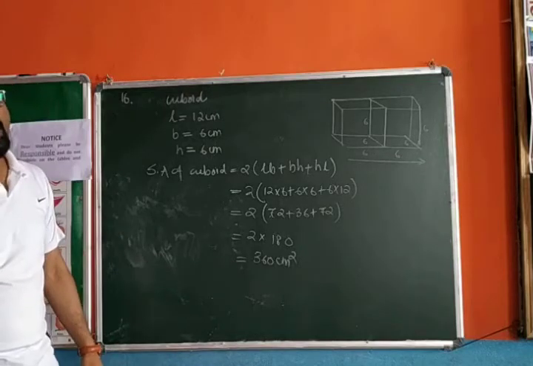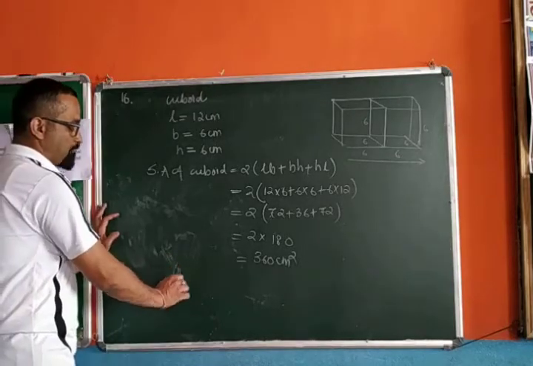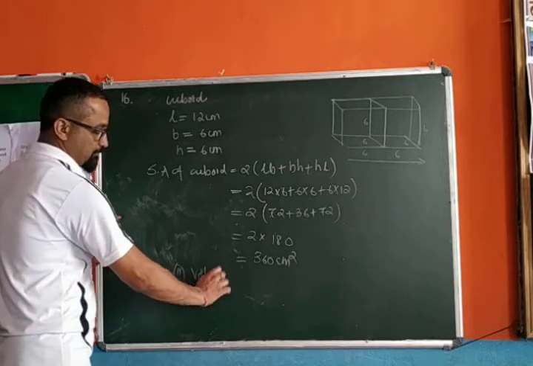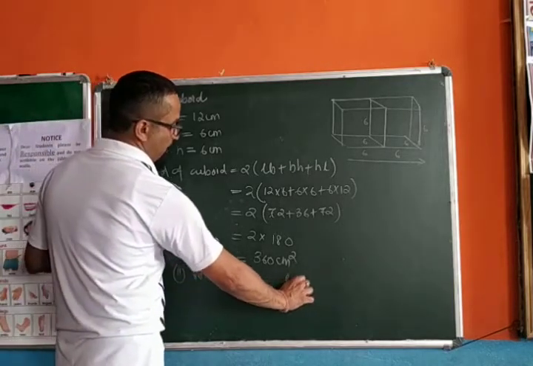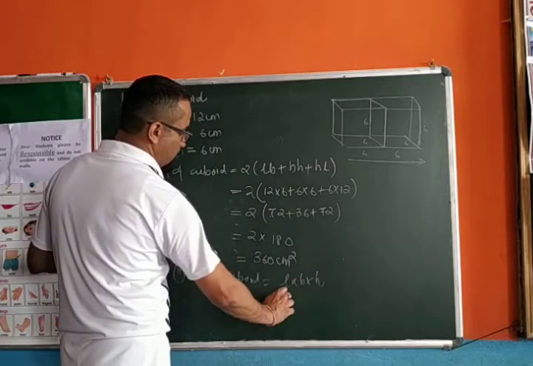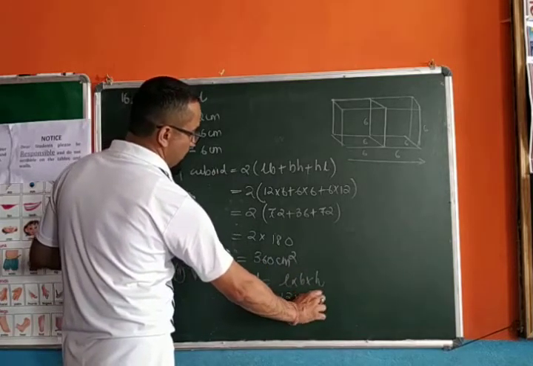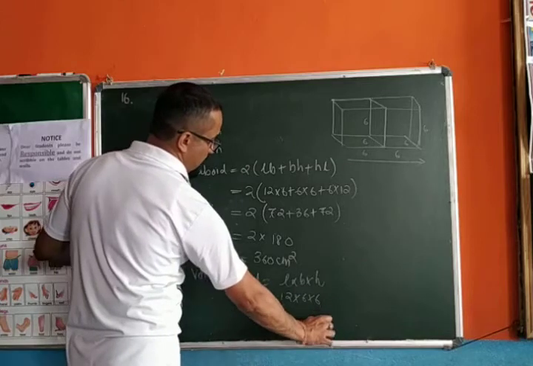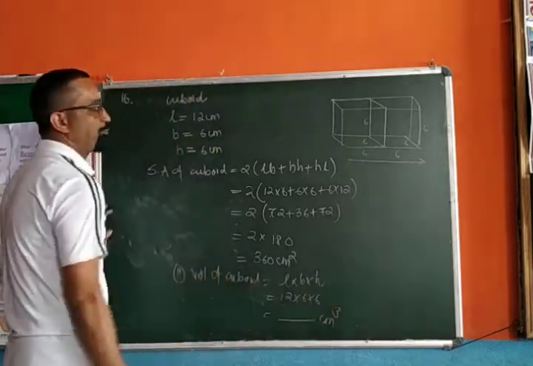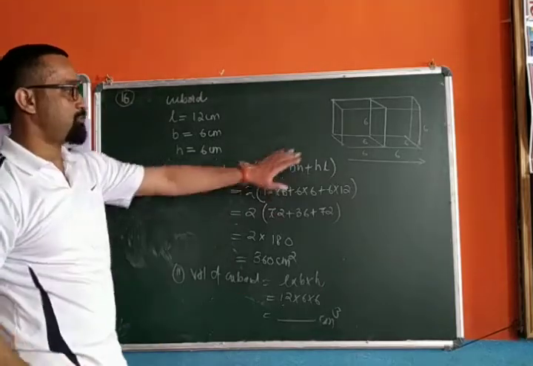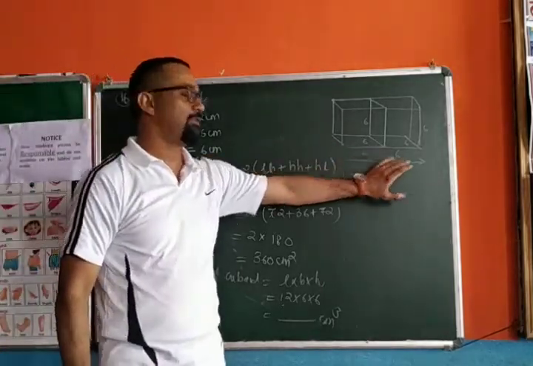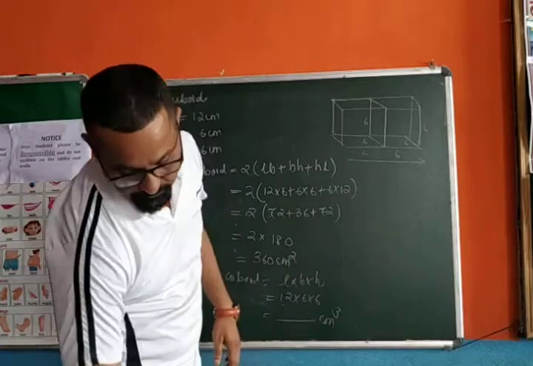If you are asked to calculate volume, the second part, volume of cuboid is length into breadth into height. You know length is 12, breadth is 6, height is 6. You multiply this, you get the answer in centimeter cube. Similarly, you do question number 16 from the exercise when the value is 12, the side of the cube.